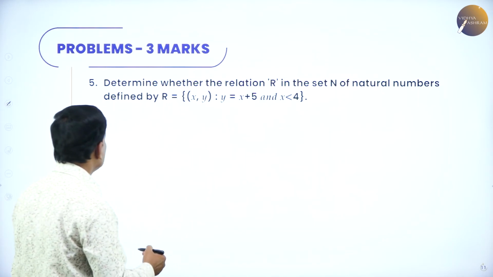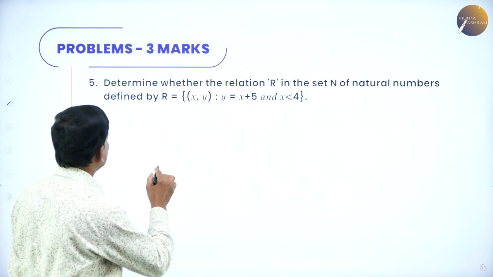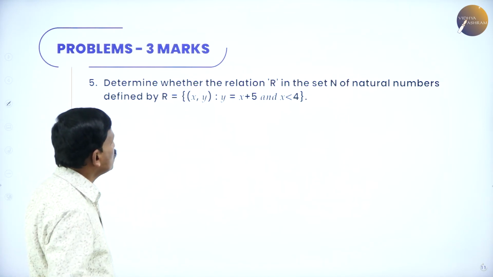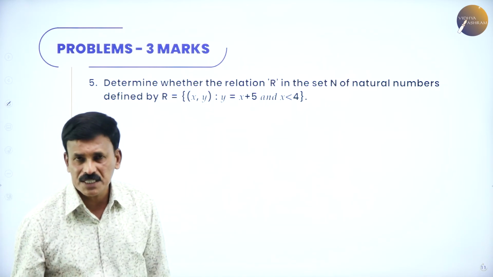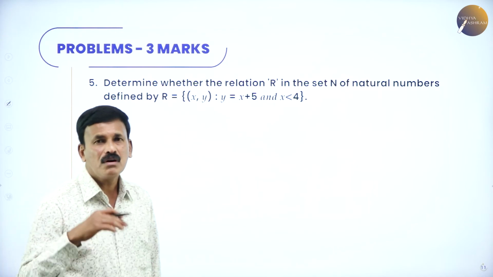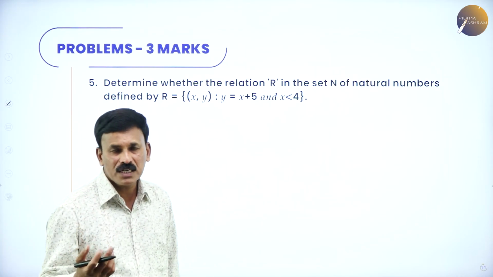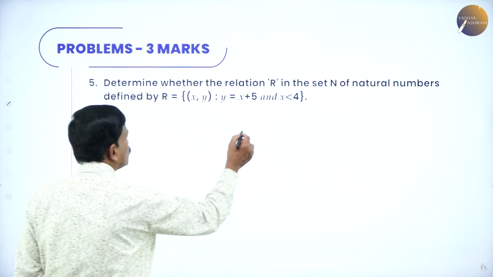Now let us take this problem. Let us come to problem number 5. Determine whether the relation R in the set of natural numbers defined by R = {(x, y) such that y = x + 5 and x < 4} is reflexive, symmetric and transitive. Whether it is reflexive or symmetric or transitive, and whether it is an equivalence relation or not, is to be verified.